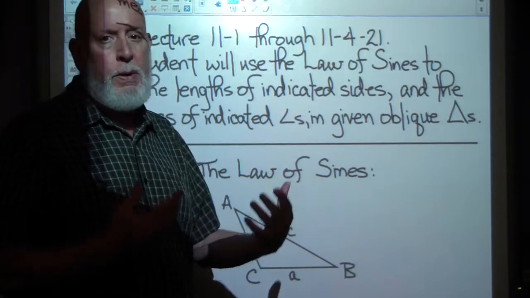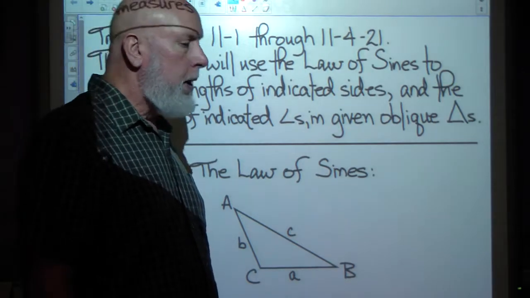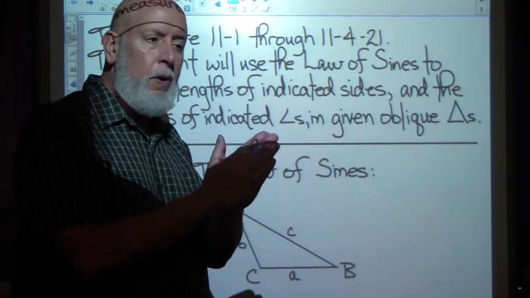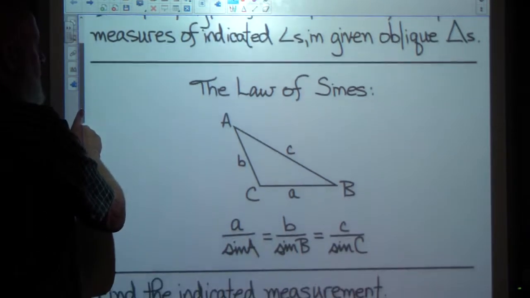So we're going to be given triangles. They're going to ask us to find angles or sides, and we're going to have to use the law of sines to do it. So here we go. We're going to take a look at them and see how this works.